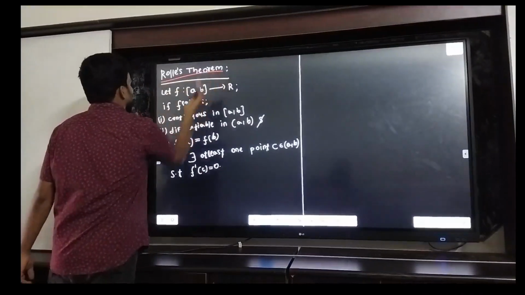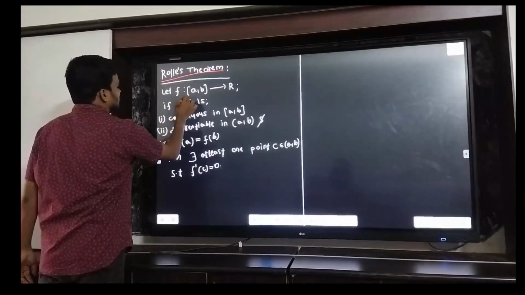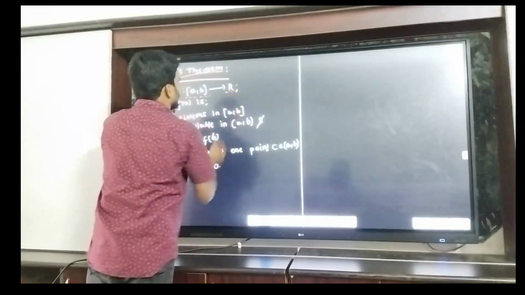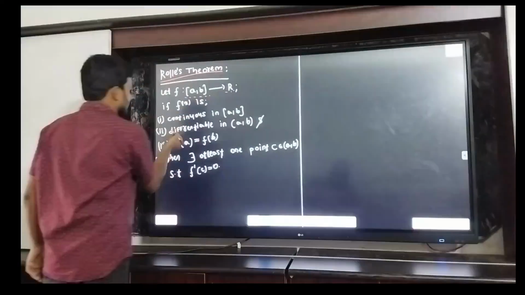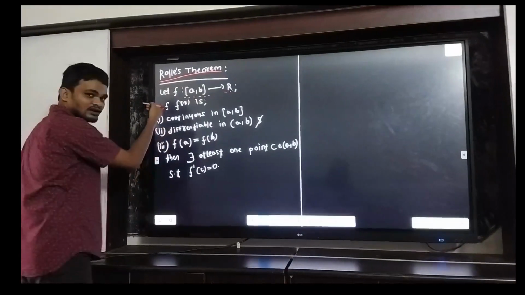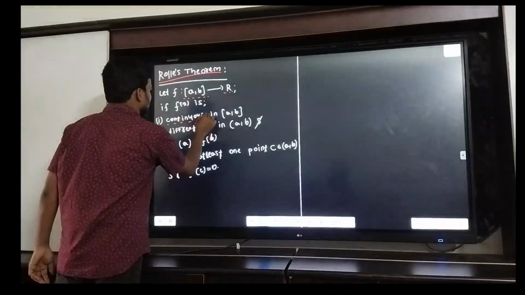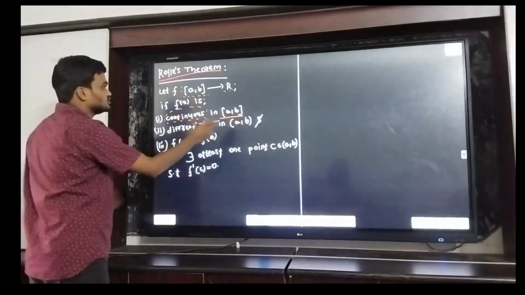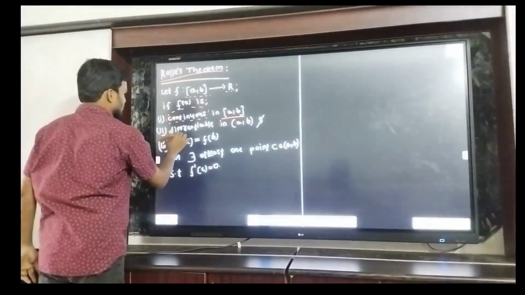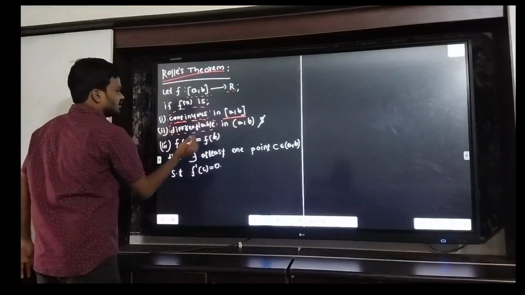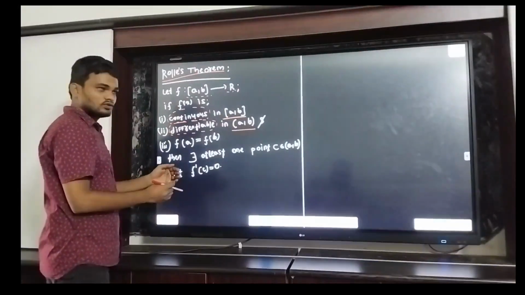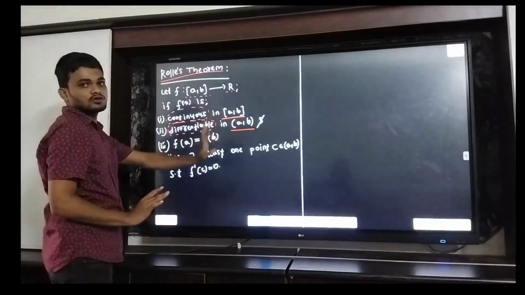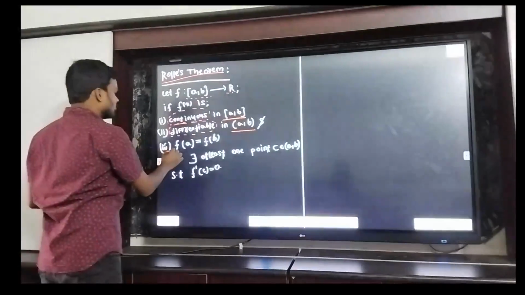Rolle's theorem. Let f be a map from the closed interval [a, b], the domain we are talking about, to R, the range, such that f satisfies these three properties. What are the three properties? First, f is continuous in the closed interval [a, b], meaning the whole domain. Second, f is differentiable in the open interval (a, b). That means we are lifting the boundary; we are not caring whether it is differentiable at the boundary or not. Third, f(a) is equal to f(b).